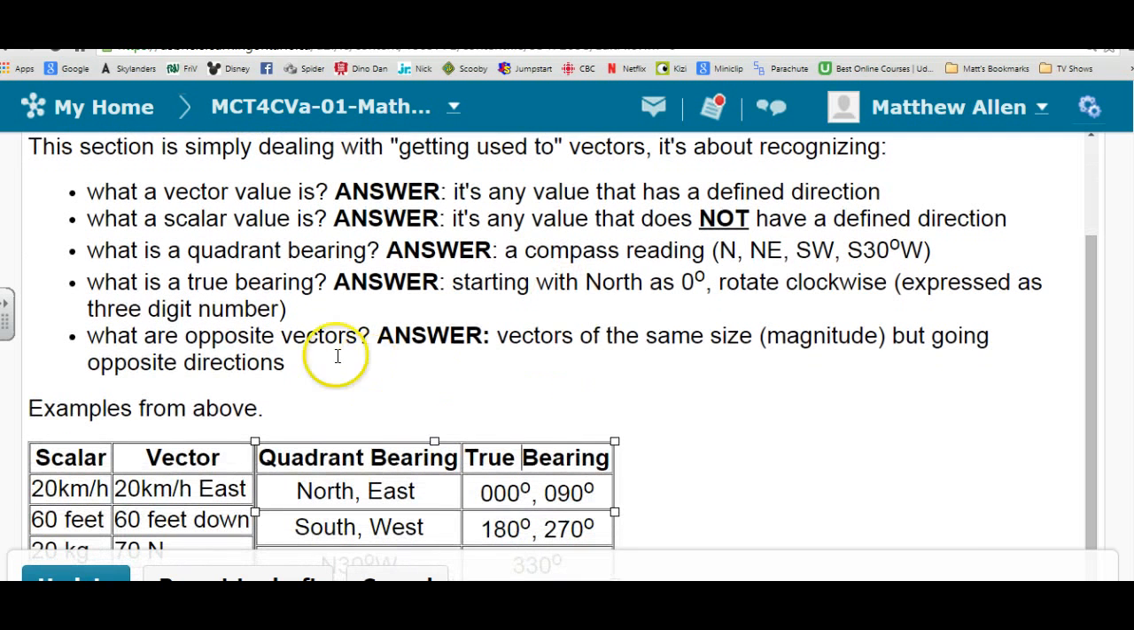And opposite vectors, I'm not sure if we said it last time, but vectors of the same size, exactly the same size, but going in the opposite direction. And of course that makes sense. If I travel straight north for 200 kilometers and then I travel straight south for 200 kilometers, I end up right back where I was. So they're opposites, they cancel each other out.